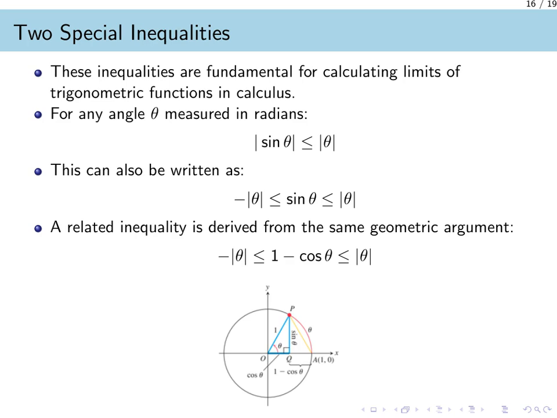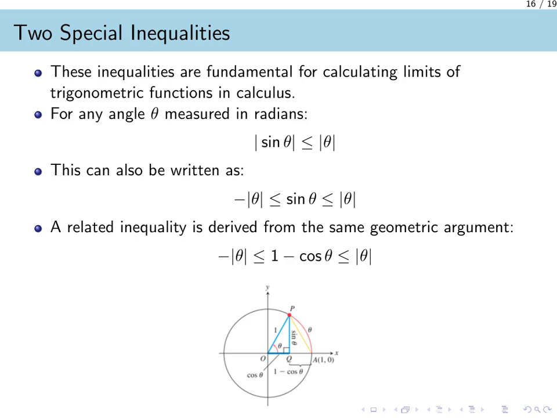For example, for a small angle like 0.1 radians, the sine of that angle is a number just slightly less than 0.1. A similar argument gives us the second inequality, which shows that 1 minus cosine theta is also bounded by the absolute value of theta. It is crucial to remember that these relationships are only valid when theta is measured in radians. The key takeaway is that these inequalities tightly bound the sine and cosine functions near zero, which is exactly what we need for calculus.